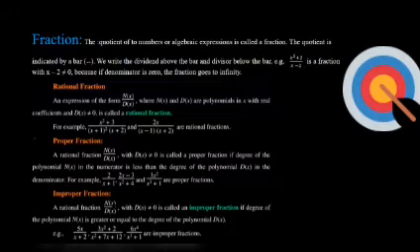First of all, let's discuss what a fraction is. A fraction consists of two numbers, two quantities. One is numerator and the other one is a denominator. The quotient of the numbers or algebraic expression is called a fraction. The quotient is indicated by a bar. We write the dividend above the bar and divisor below the bar.